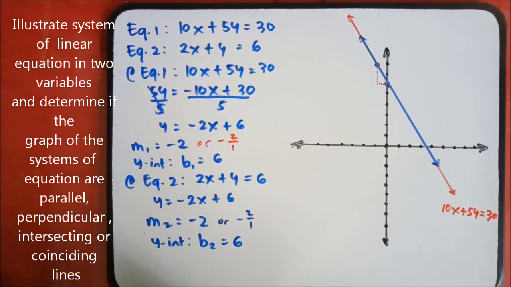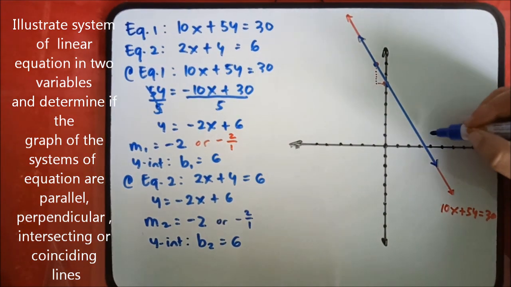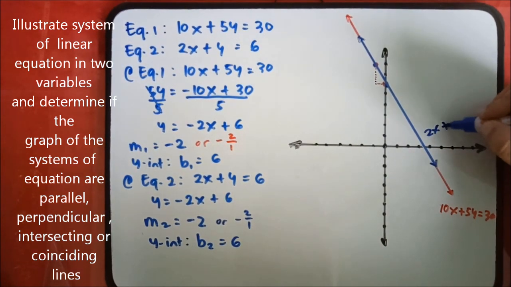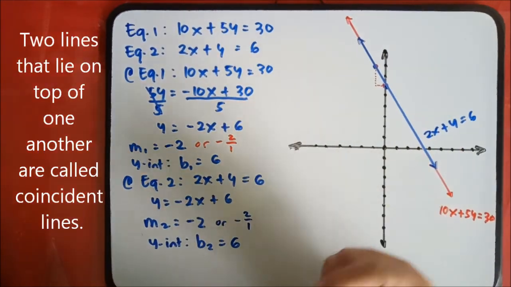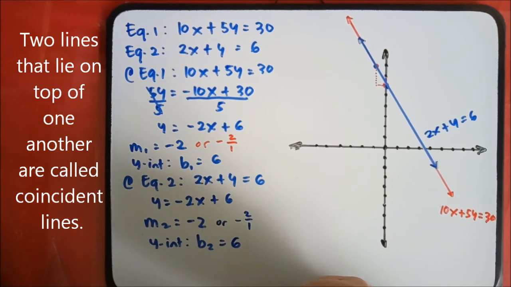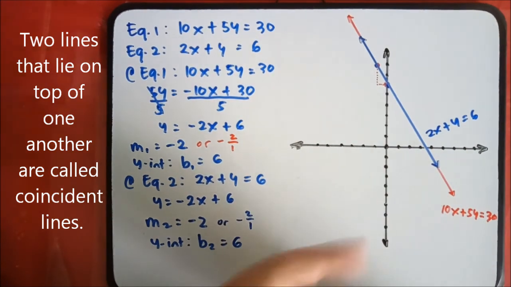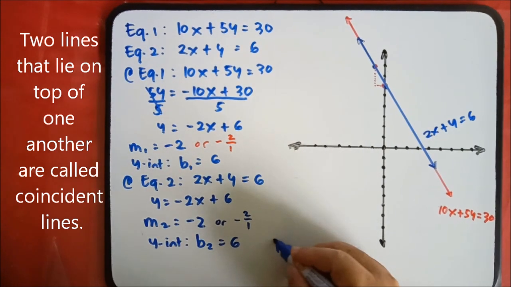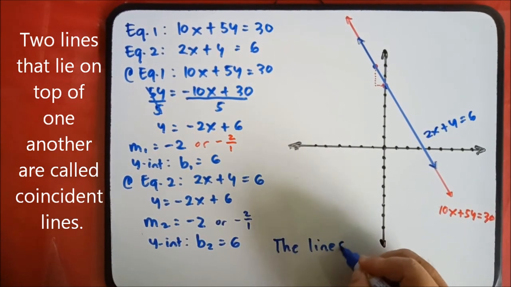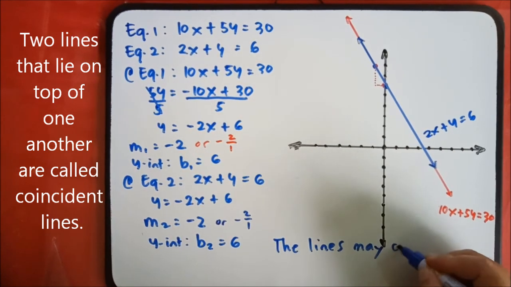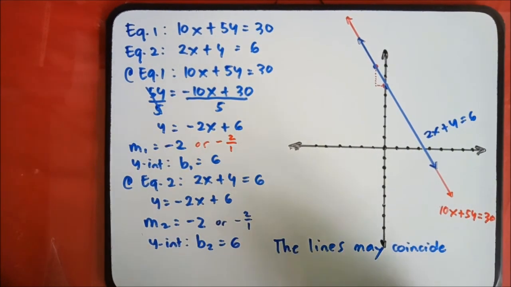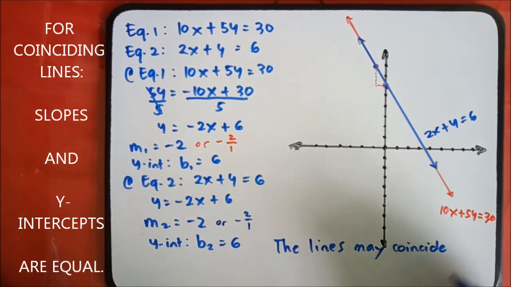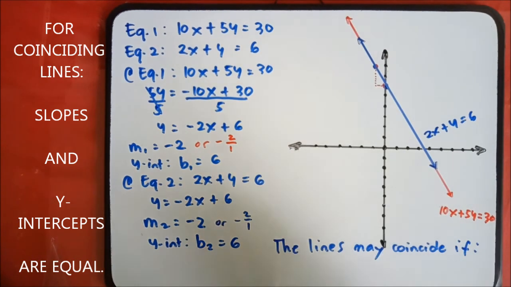Ano ang napansin ninyo? Okay, this is our equation number 2. 2x plus y equals 6. The two lines coincide with each other. Ibig sabihin, nagkapatong yung dalawang line. So, the lines may coincide, ibig sabihin, magkapatong silang dalawa sa isang space. The lines may coincide if, tignan natin kung anong nangyari.